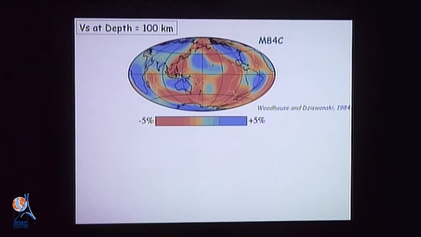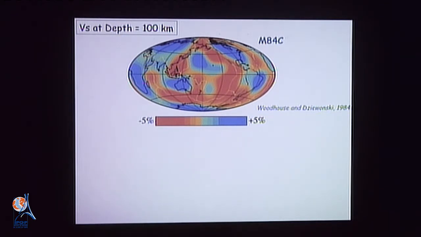So mantle tomography started 30 years ago. This is an illustration of the first complete shear velocity tomographic model, developed by Woodhouse-Jaworski in 1984 for the upper mantle. It's showing the shear velocity at 100 kilometers depth. And it's an opportunity to first remind you of the color scale that we use. These are perturbations with respect to the average at this depth, the global average at this depth.